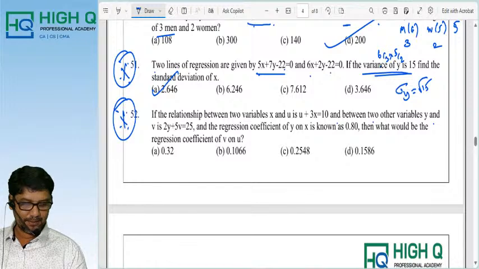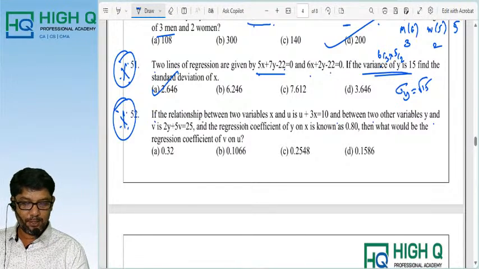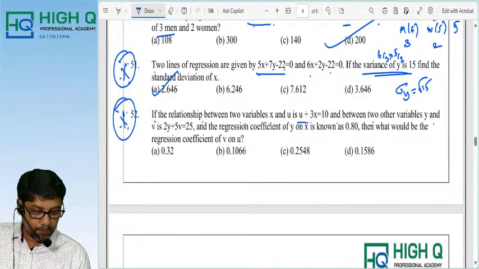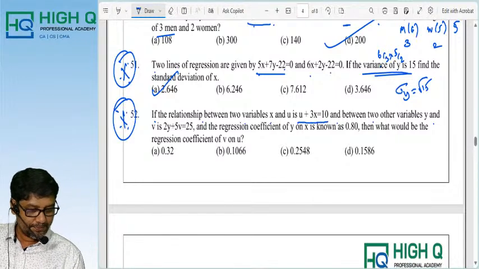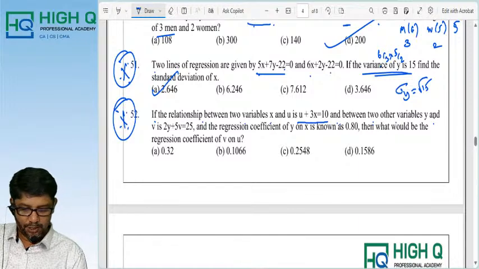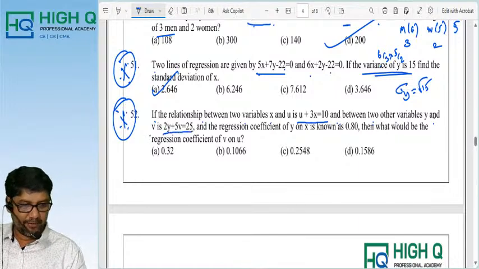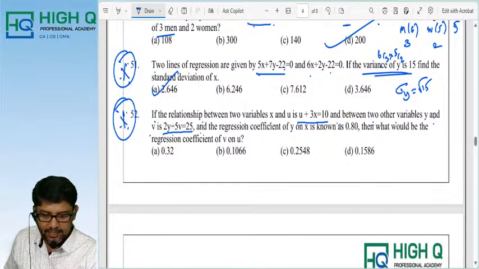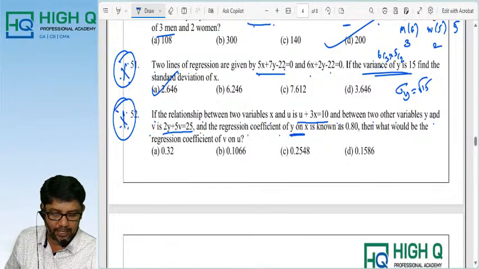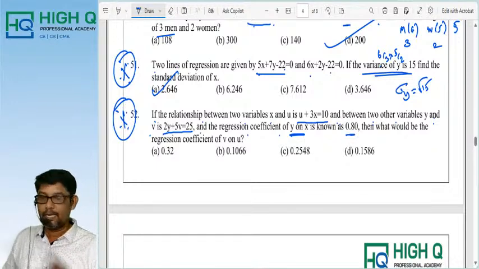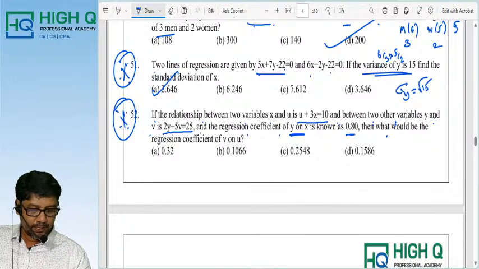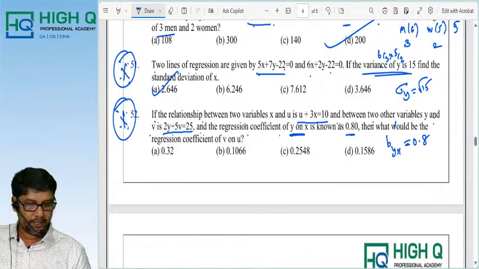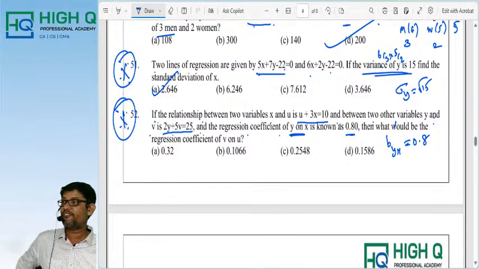Kavya is gone, but now if the relationship between two variables, please mark this question, very important, my dear. u plus 3x is equal to 10, and between two other variables y and v, 2y plus 5v is equal to 25, and the regression coefficient of y on x is known as 0.8. Regression coefficient of y on x, that means what? bYX is equal to 0.8. What would be the regression coefficient of v on u?